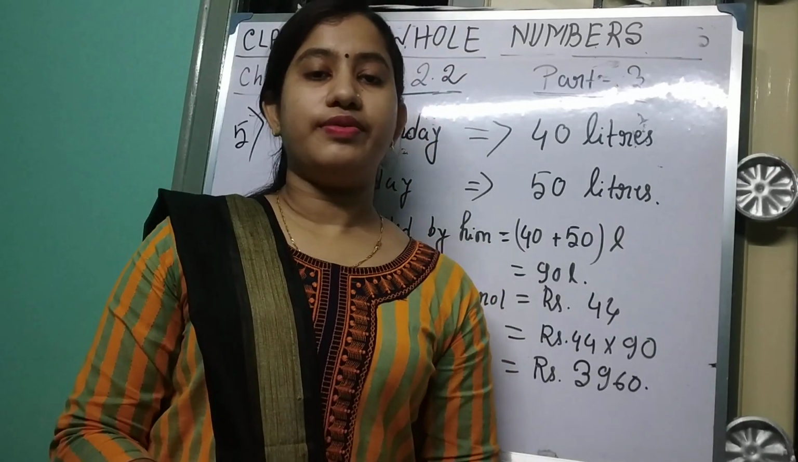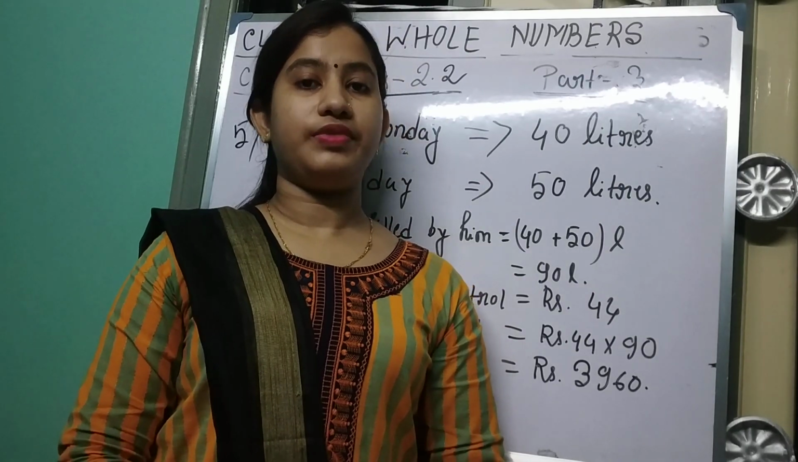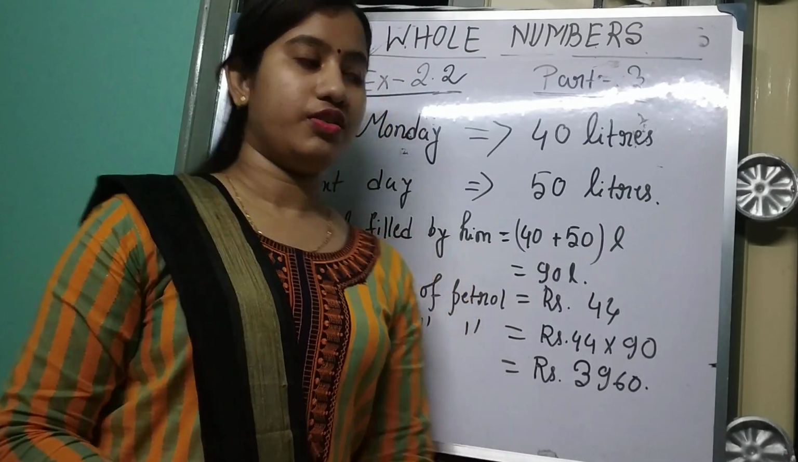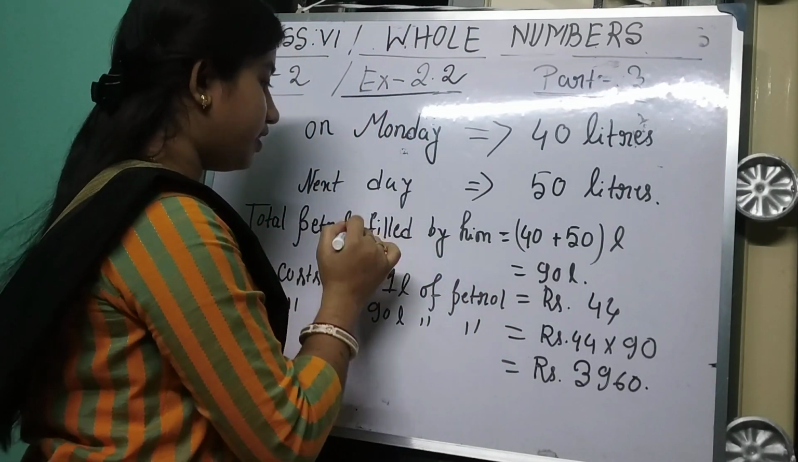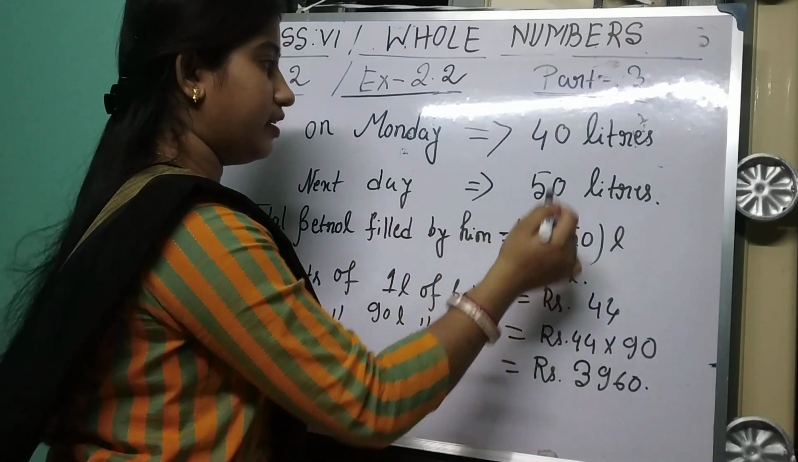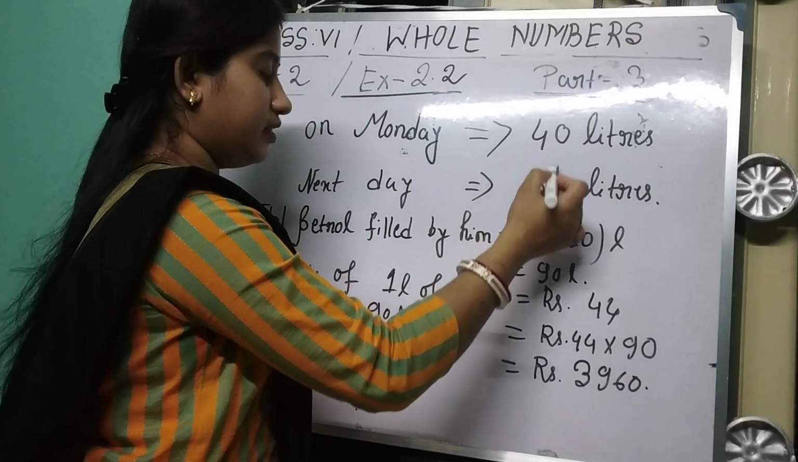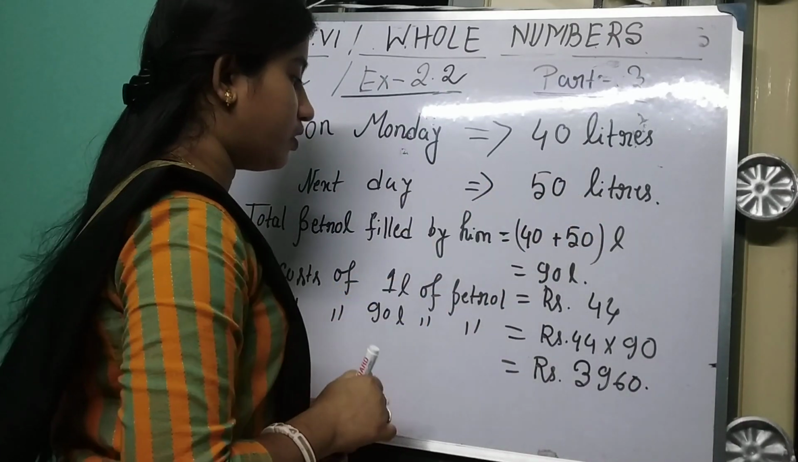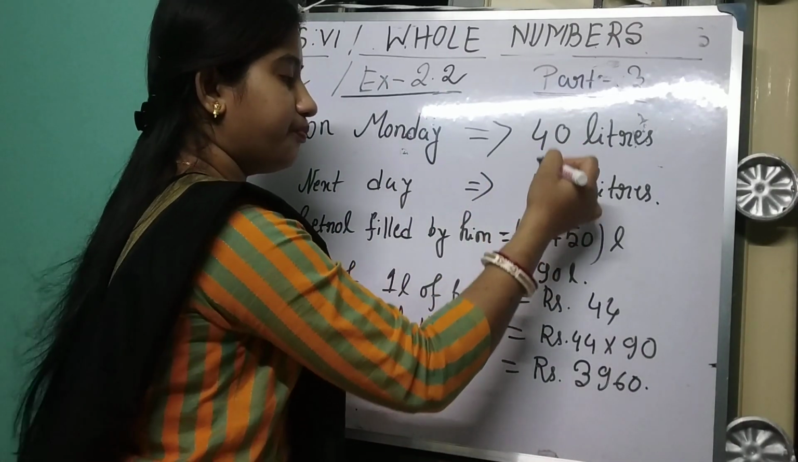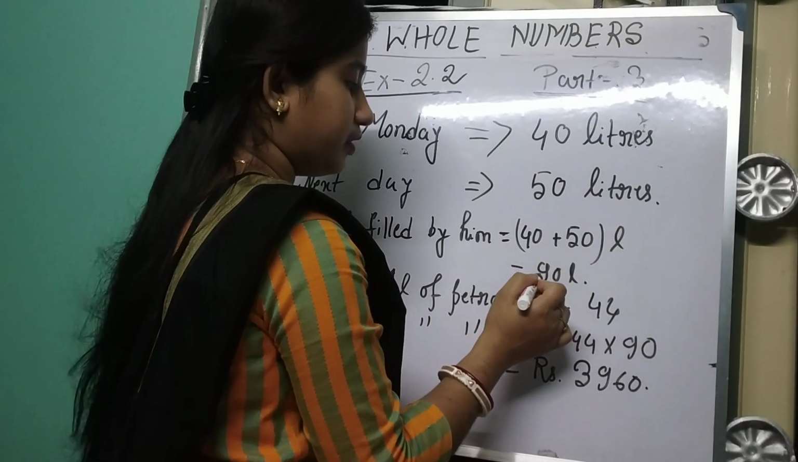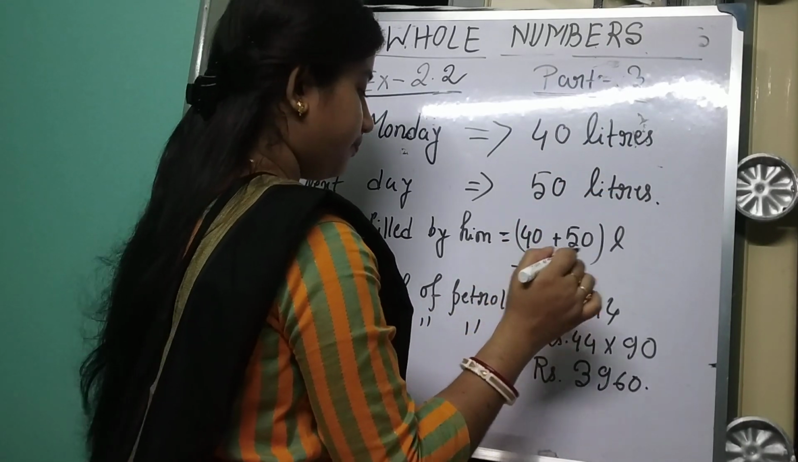So first we find the total petrol that he filled. Total petrol filled by him: on Monday this is 40 liters and next day this is 50 liters. So total petrol, that is 40 plus 50, so we get 90 liters.